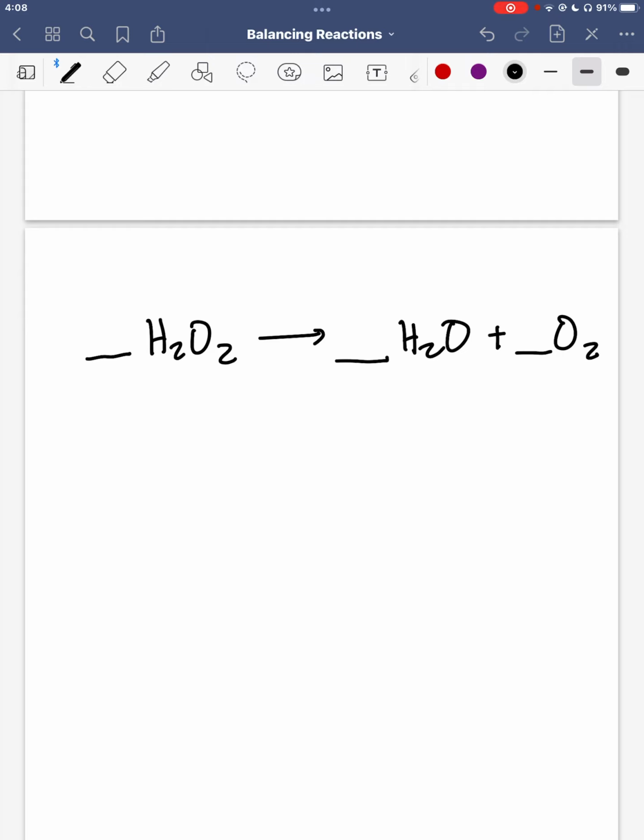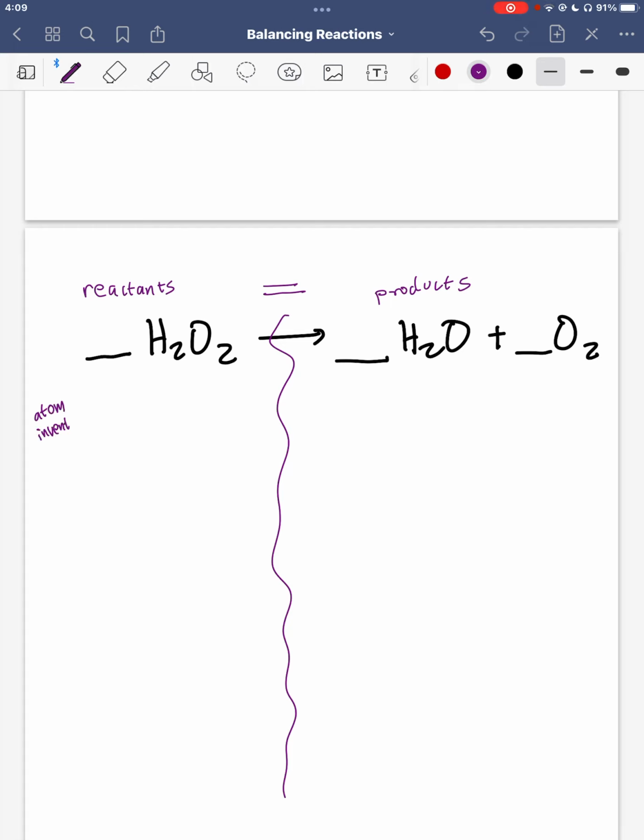So the first thing that I'm going to do whenever I balance a chemical reaction is I'm going to find the reaction arrow and I'm going to draw a line down the middle. This helps me separate out my reactants from my products. And I know the atoms in my reactants need to equal the atoms in my products. My next step is what's called an atom inventory. So I'm going to count up the atoms that I already have.